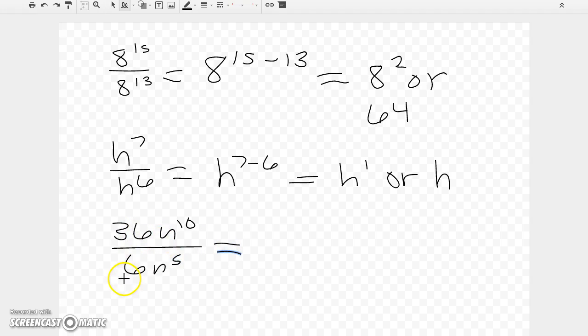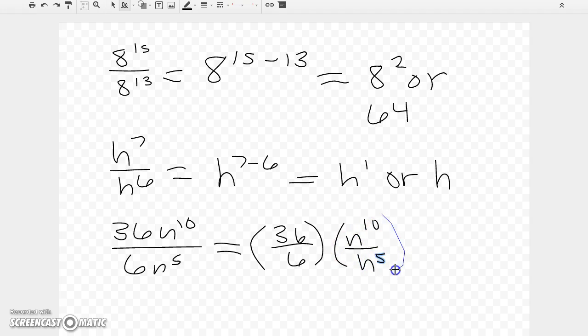Now, 36 and 6 are grouped because there are no exponents on them. It's just plain numbers. So I'm going to group those together. And then I'm going to group the n's together because they're common bases of n. This would be n to the 10th over n to the 5th. Now I'm going to simplify from here. The first one, 36 divided by 6, just gives me a plain number of 6. So that's actually helpful. I have simplified there.